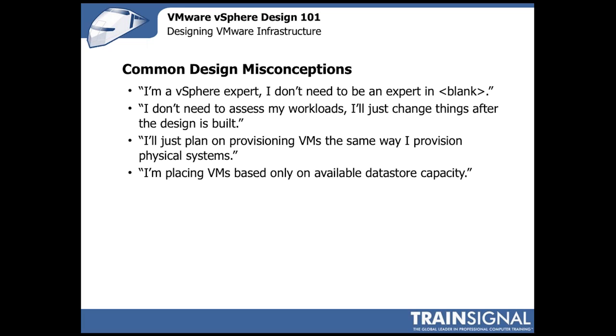All right, so here's another one. I'm going to place VMs on the storage based strictly on available data store capacity. I'm going to look in the vSphere client, and I'm going to throw a VM on this data store because it shows that it has 500 gigs free, and this other data store here only has 350 gigs free.